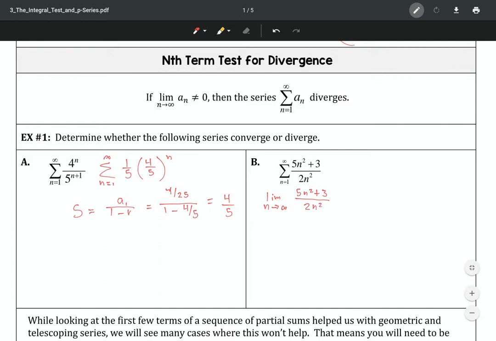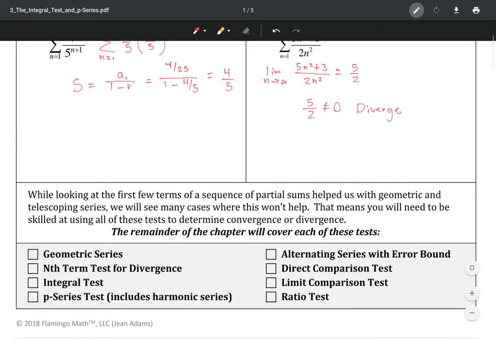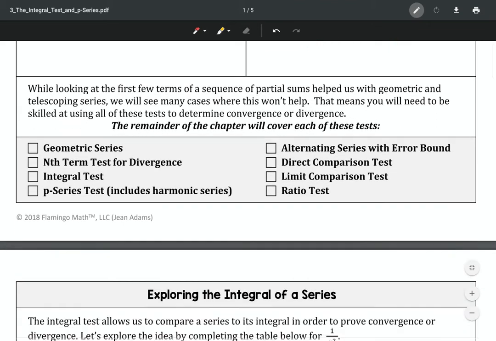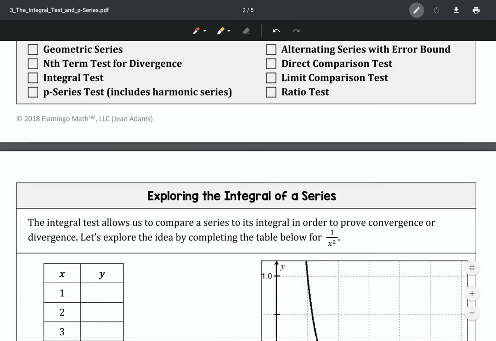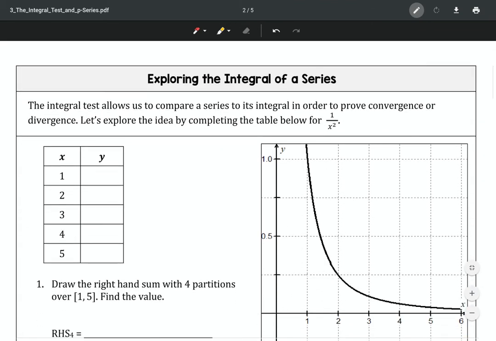So now we're going to use the nth term test for divergence. Remember, if the limit as n goes to infinity is not 0, which in this case it is not, this is 5/2, and we know that 5/2 is not equal to 0. So that tells me automatically that this is going to diverge. Okay, so there's that. This chapter is going to cover a lot of these different tests, but we'll worry about that when we get there.